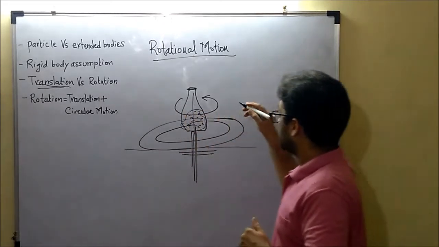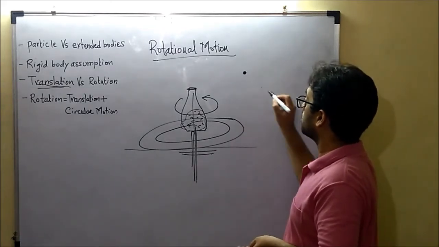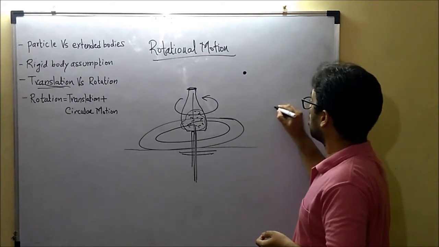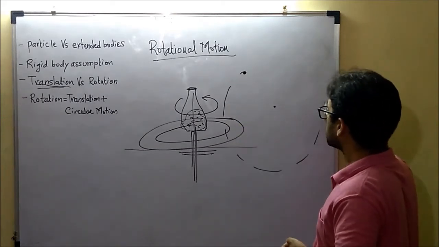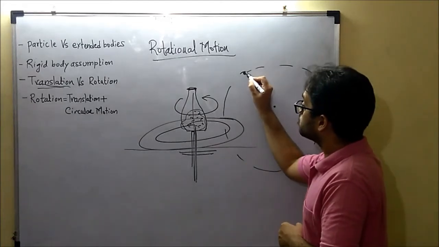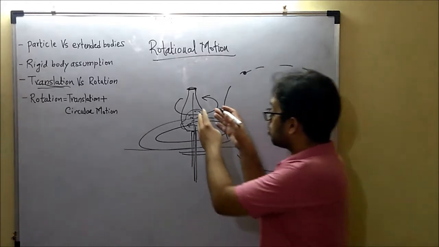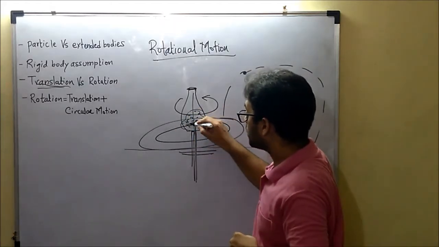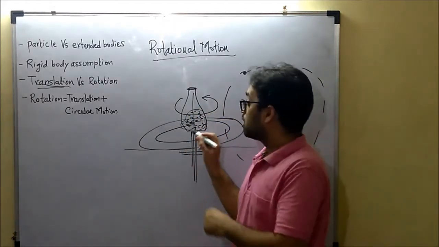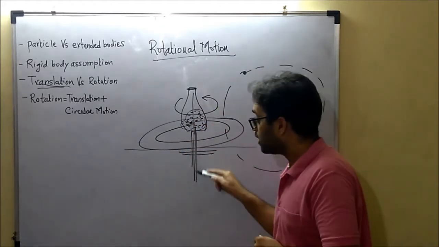Circular motion, when we introduced circular motion, we considered that a point object is moving in a circular motion. So if you look at the circular motion, the entire object was moving about a certain point, whereas in rotational motion, different particles of the same object individually are describing a circular motion about an axis.